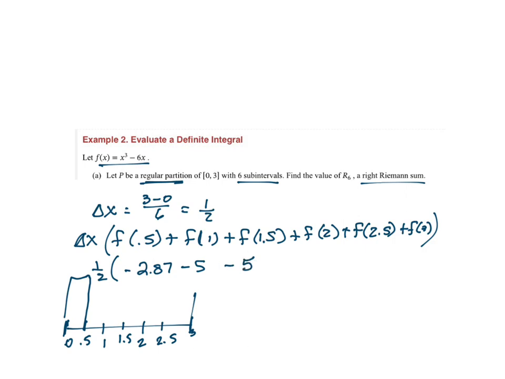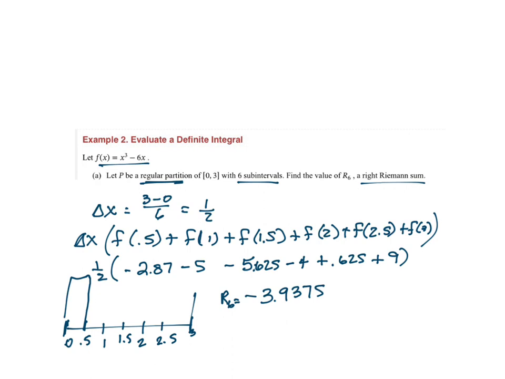Minus 5.625. Minus 4. Plus 0.625. Plus 9. Again, I'm reading these straight off the textbook. So once they compute, they get negative 3.9375. That's the Riemann sum with 6 subintervals.